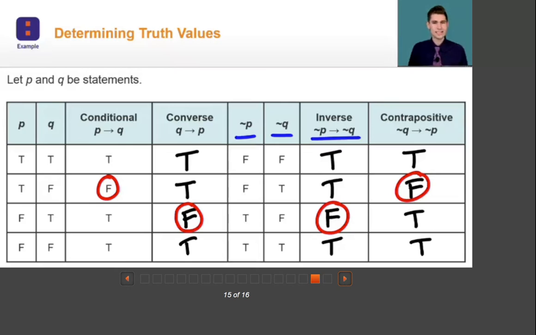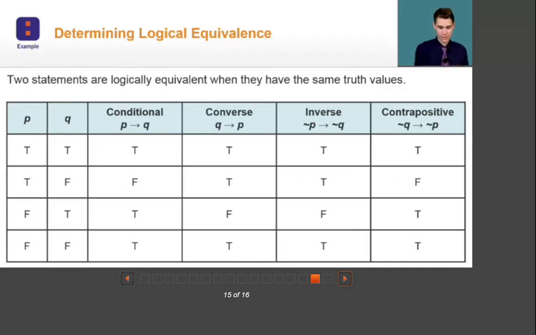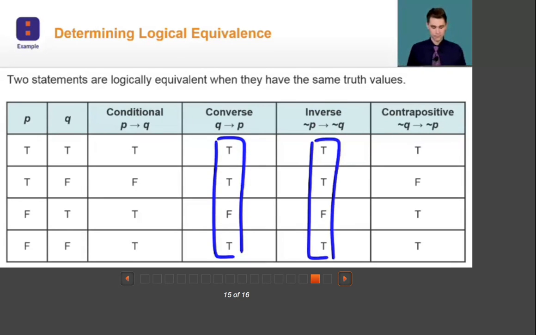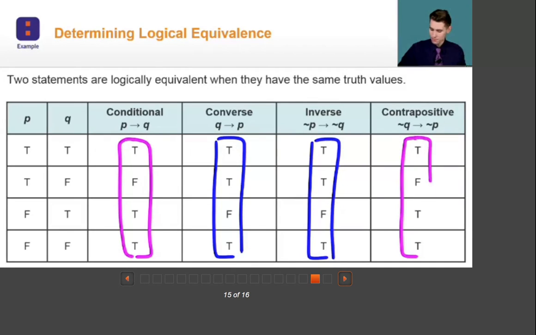So now that we've looked at this table, I want to show you one more that illustrates an important point. So here we have all of our statements listed out. You'll notice that the truth values for the converse and the inverse are the same. And the truth values for the conditional and the contrapositive are the same. So here's an important thing to keep in mind. Two statements are logically equivalent when they have the same truth values. So we can see here that the converse and inverse are logically equivalent, and the conditional and contrapositive are logically equivalent. Now you're going to think more about logically equivalent statements.